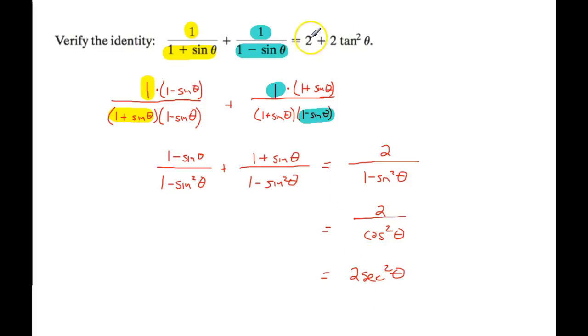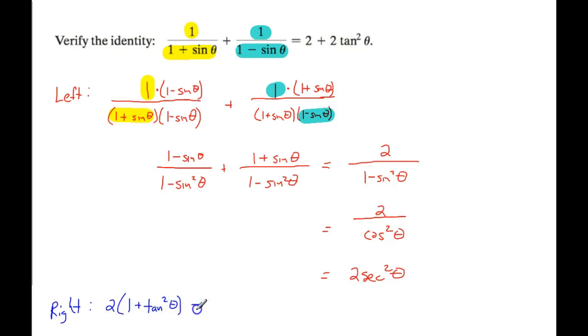Alright, now look what I'm trying to get to. I'm trying to get to 2 times 1 plus tangent squared. So this was the left side. And now this is another very common thing to do, is to switch. I've been working with the left, okay, I can't get this thing to show up. Well, now I'm going to switch over to the right side. And if I can get the right to look like this, then I've verified the identity. So I've got 2 plus 2 tangent squared theta. The first thing I see there is a common factor. So I'm going to pull that 2 out. And then I have 1 plus tangent squared theta.